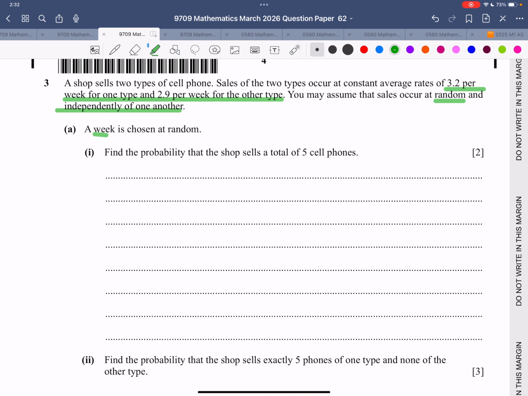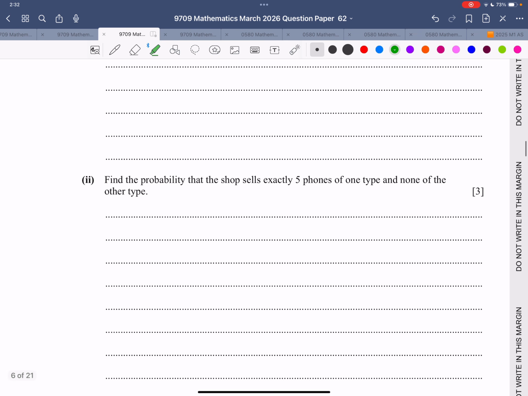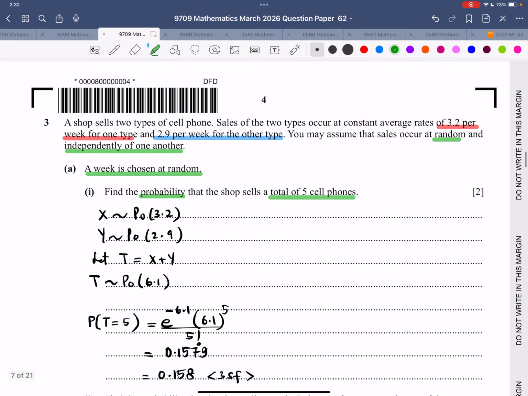Now 1 week is chosen. That means this 3.2 and this 2.9 won't change. Find the probability the shop sells a total of 5 cell phones. That means both the means will be added, and then you have to calculate. Find the probability the shop sells exactly 5 phones of one type and none of the other type. Nice question. We'll just show you the working.